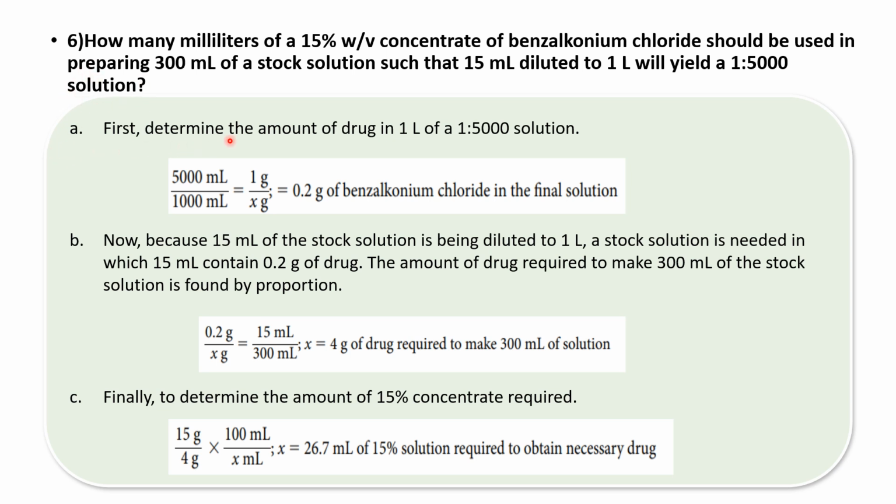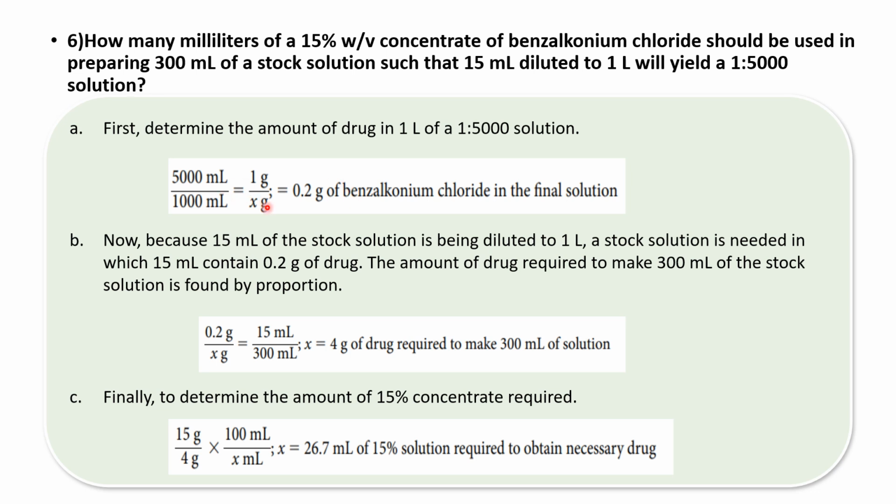So first of all, determine the amount of drug in 1 liter of a 1 is to 5000 solution because the final solution volume is 1 liter that we need to prepare. 1 liter means 1000 ml and the strength is given as 1 is to 5000. 1 is to 5000 means 1 gram is present in 5000 ml. So we need to find out the amount present in 1 liter that is equal to 1000 ml.